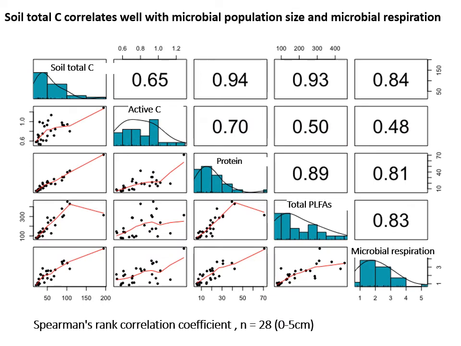And when we look at the relationship among all these measurements, you can see that total soil carbon has the strongest correlation with all other indicators. The upper right panels of this graph show the Spearman rank correlation coefficients between pairwise measurements. You can see that soil total carbon in general has very high correlations with other measurements except for active carbon.